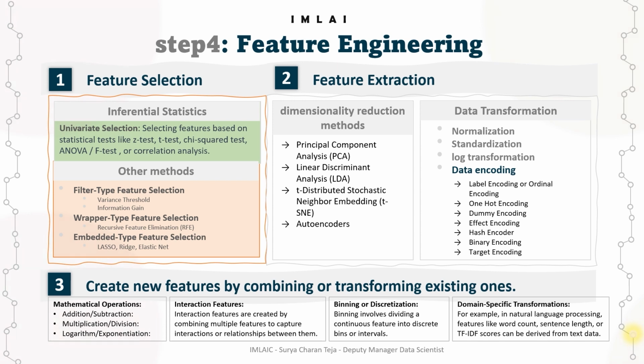Then we have moved on to the feature extraction techniques. Under feature extraction techniques, we started with the dimensionality reduction methods, where we have seen PCA, principal component analysis, LDA, linear discriminant analysis, MDS, multidimensional scaling, t-distributed stochastic neighbor embedding, t-SNE, and autoencoders. So this is what we have seen.